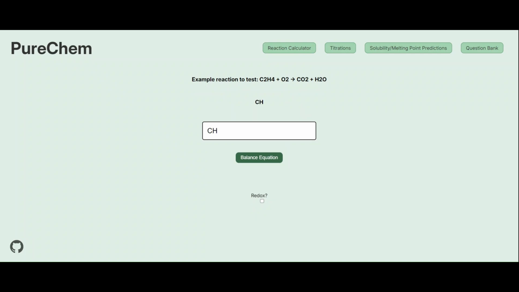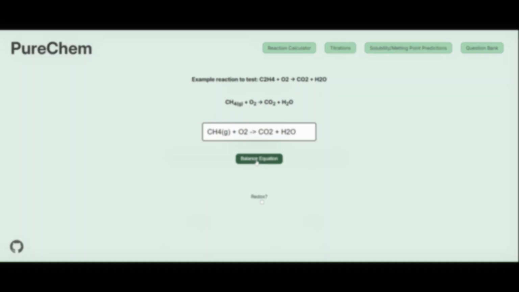We first input the reactants, CH4. We can include the states if we'd like to. Include a space in between all the elements. Afterward, we can press balance equation to get the balanced reaction.